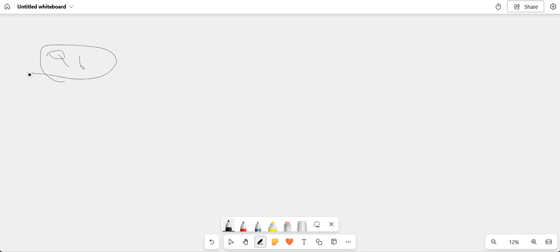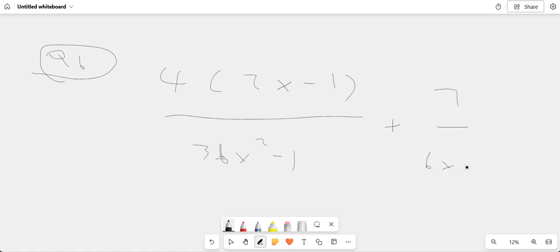Question 6 here. 4 open bracket 2x minus 1 over 36x squared minus 1, and now plus 7 over 6x minus 1.